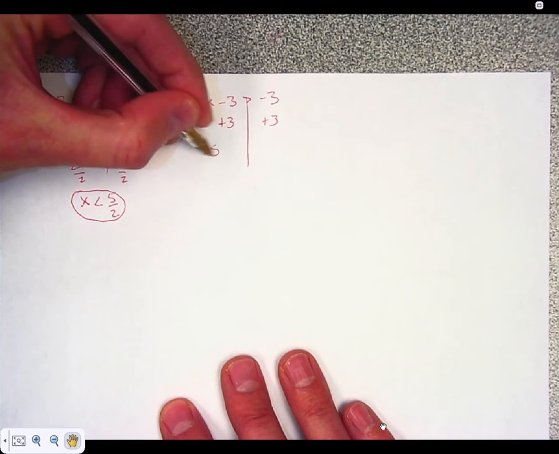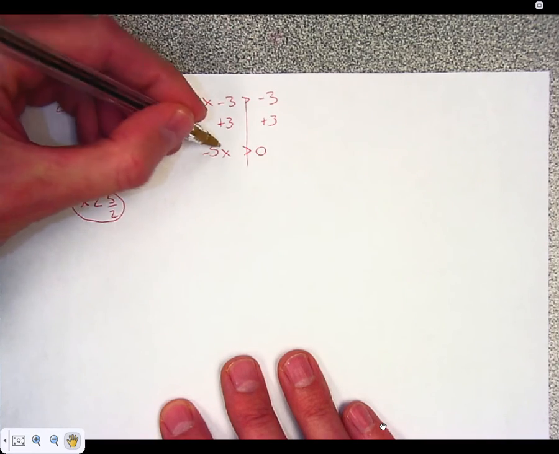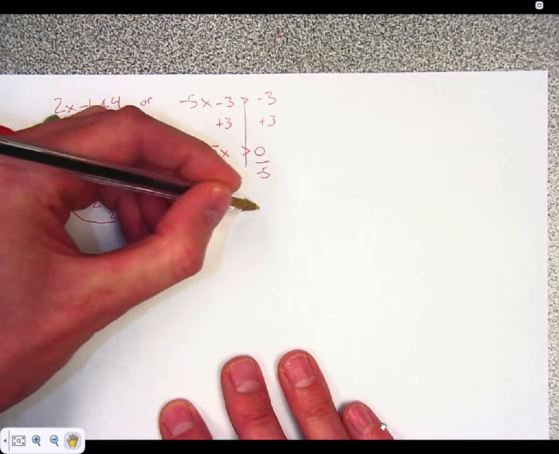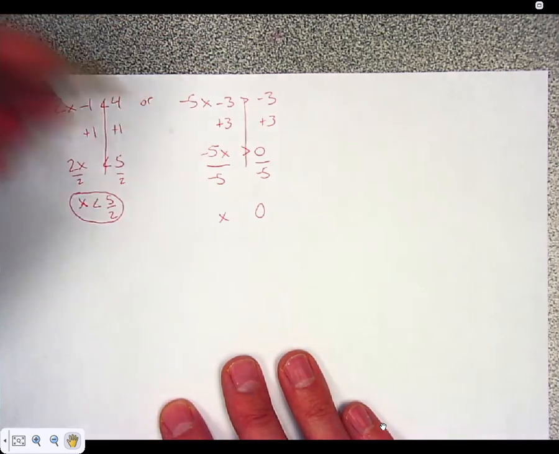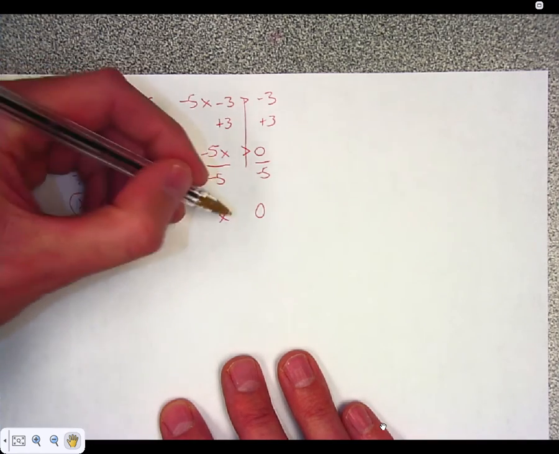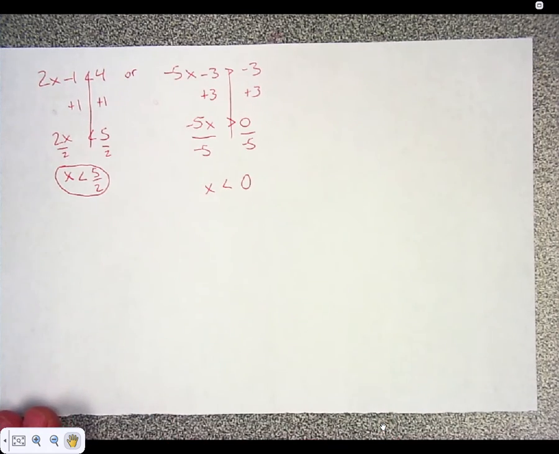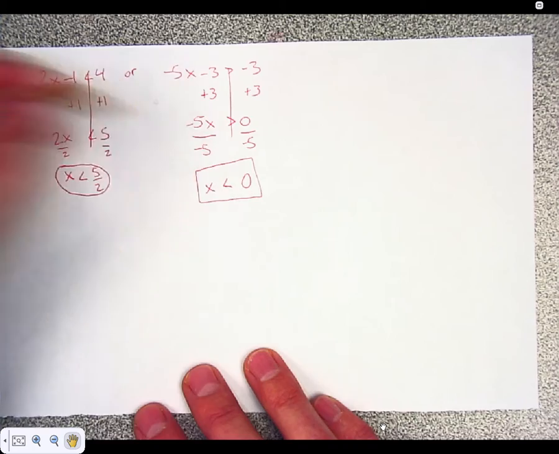I'm going to get -5x is greater than 0. And then I'm going to divide both sides by -5. 0 divided by -5 is 0. That's just 1. So I have 1x. When you divide by a negative, don't forget to flip that inequality around. I'm not going to prove it in this video because that would take too long. But don't forget to flip that inequality when you divide by a negative.